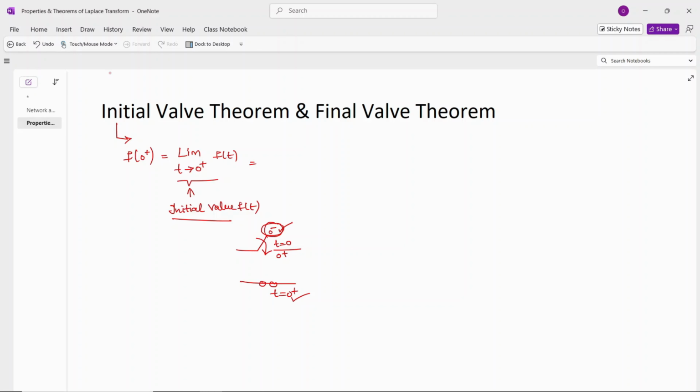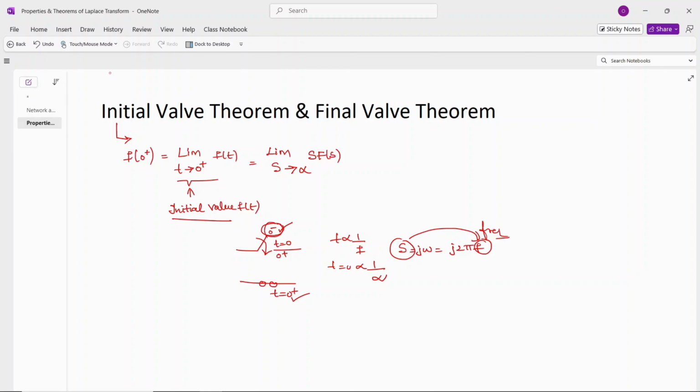Here we can understand that time and frequency are inversely related. Whenever t is 0, automatically the frequency is infinity. So I can write it as the limit as s tends to infinity, where s is called frequency. s is equal to j omega, and j into omega can be written as 2 pi f. Just try to understand that s is in the frequency domain, where s is equal to j omega. It's nothing but the limit as s tends to infinity of s into F of s.